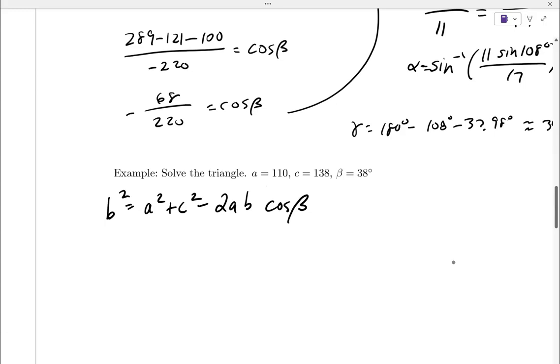Again, it does not matter the order of the letters, just that one side of your equation is what has the two sides and an included angle, right? So I have A and C on the right-hand side, so beta is in the cosine. If you had A and B on the right-hand side, gamma would be your cosine. If you had B and C on the right-hand side, alpha would be your cosine.